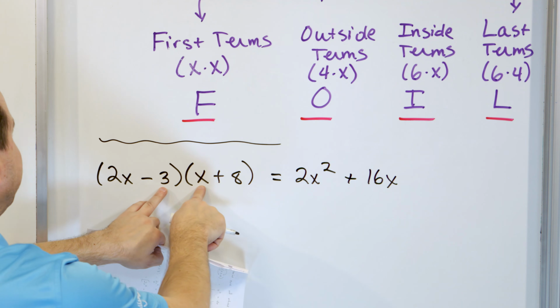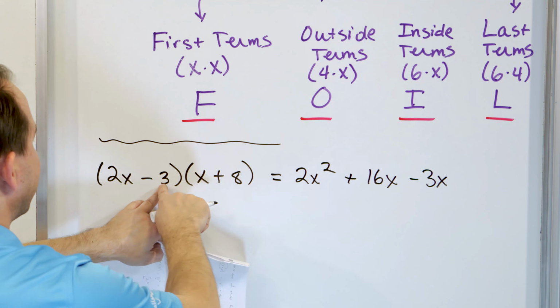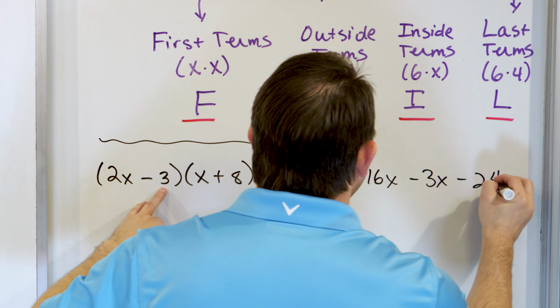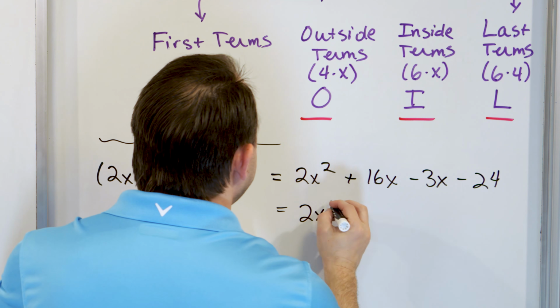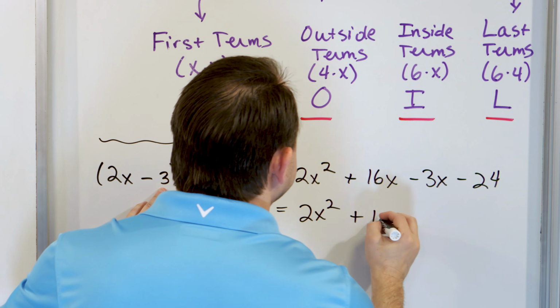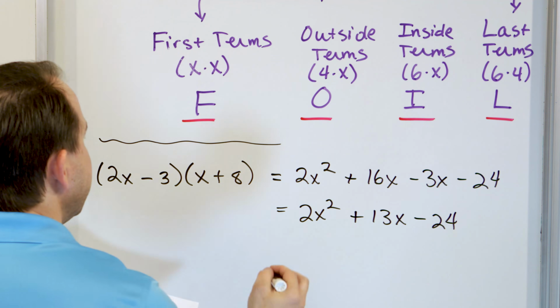The inner terms will be negative 3 times x, you have a negative 3x. And the last terms would be this one here, negative 3 times 8 is negative 24. And then you can add these, so you get 2x squared. What do you get? 16 minus 3 would give you 13x minus 24. Let me just double check them right before I continue on. Yeah, that's the right answer.